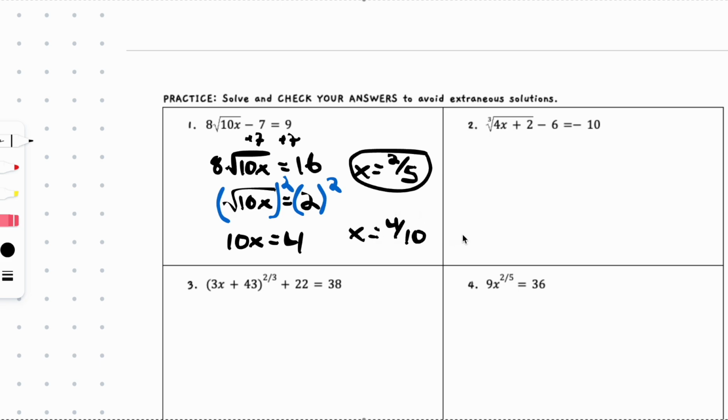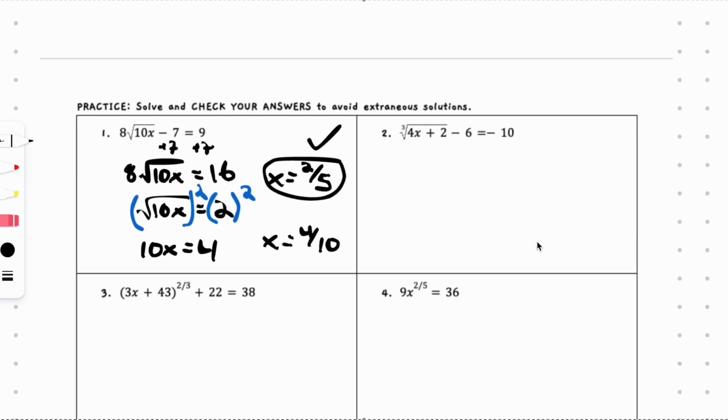or 0.4. So now let's plug this in, because we do need to check our answer to avoid extraneous solutions. So 4/10 times 10 gives us 4. The square root of 4 is positive 2. 8 times positive 2 gives us 16. 16 minus 7 gives us 9. So this works.